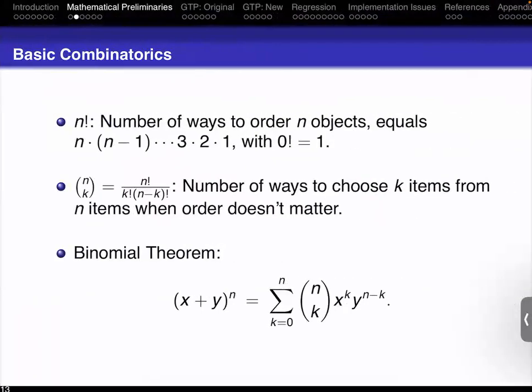All right, so mathematical preliminaries. If anybody has not seen any of these, please let me know. Binomial coefficients: n factorial is the number of ways to order n objects when order matters. N choose k is how many ways to choose k objects from n when order does not matter. And the binomial theorem is: expand (x+y)^n. It's the sum of n choose k, x^k, y^(n-k). This all good?